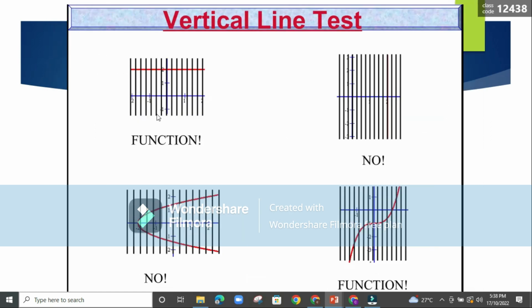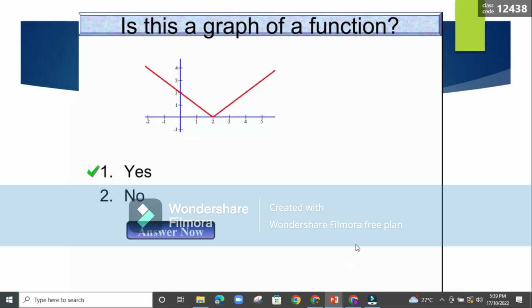This is a function, not a function. This is also not a function. By the way, the graph here, the red one, is the vertical line, this one. So it overlaps the vertical line test. Okay? The graph is here. So it's not a function. It intersects an infinite number of points. Here, it's a function because it only intersects one point on the vertical lines.